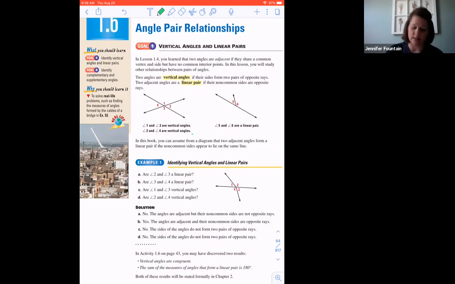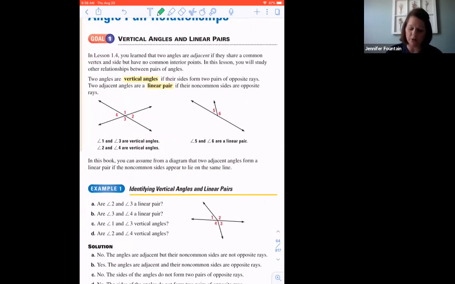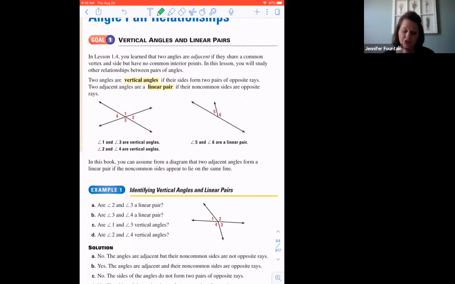All right. So it says in lesson 1-4, you learned that two angles are adjacent if they share a common vertex and a side, but have no common interior points. In this lesson, you will study other relationships between pairs of angles. Two angles are vertical angles, so the first word is vertical angles, if their sides form two pairs of opposite rays.